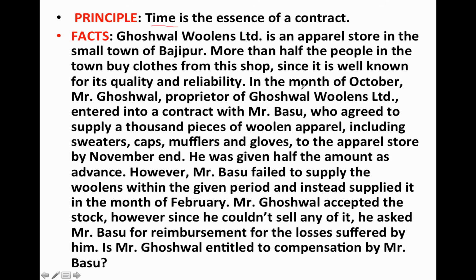In the month of October, Mr. Ghoshwal, the proprietor of Ghoshwal Woolens Limited, entered into a contract with Mr. Basu. He agreed to supply 1,000 pieces of woolen apparel, including sweaters, mufflers, gloves, etc., to the apparel store by November end. He was given half the amount as advance. However, Mr. Basu failed to supply the woolens within the given period and he supplied them in the month of February. So you can see that instead of November, he supplied in February.